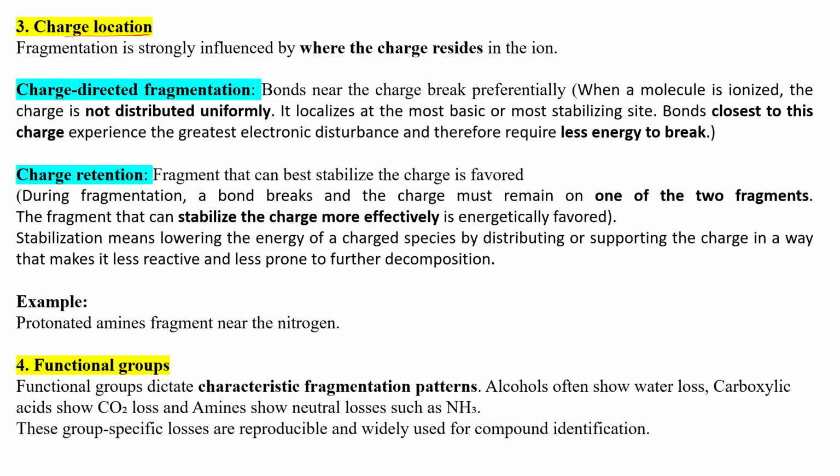फ्रैगमेंटेशन विल स्ट्रांगली डिपेंड ऑन कि आयन में चार्ज कहां पे प्रेजेंट है, क्योंकि जो bonds which are near the charge they break preferentially. Why? Because they experience the greatest electronic disturbance and therefore require very less energy to break. Hence, the bonds closest to the charge are easy to break. Now, charge retention. The fragment that can stabilize charge is favored.